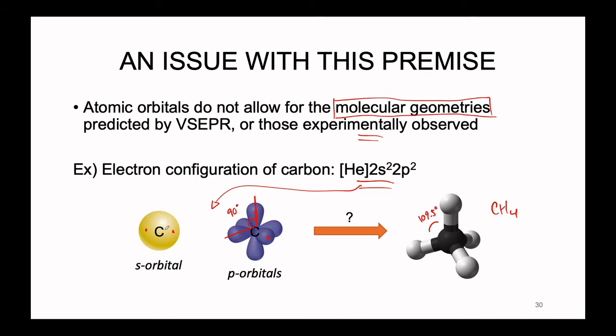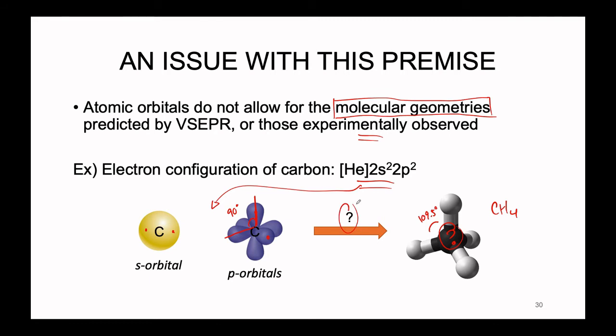Carbon's s orbital is perfectly spherical. It shouldn't matter where the hydrogens come in, and the p orbitals are kind of locked in place in this 90 degree spread. So how is it that a molecule like methane forms this tetrahedral configuration? It doesn't make any sense. There's a big question mark here.